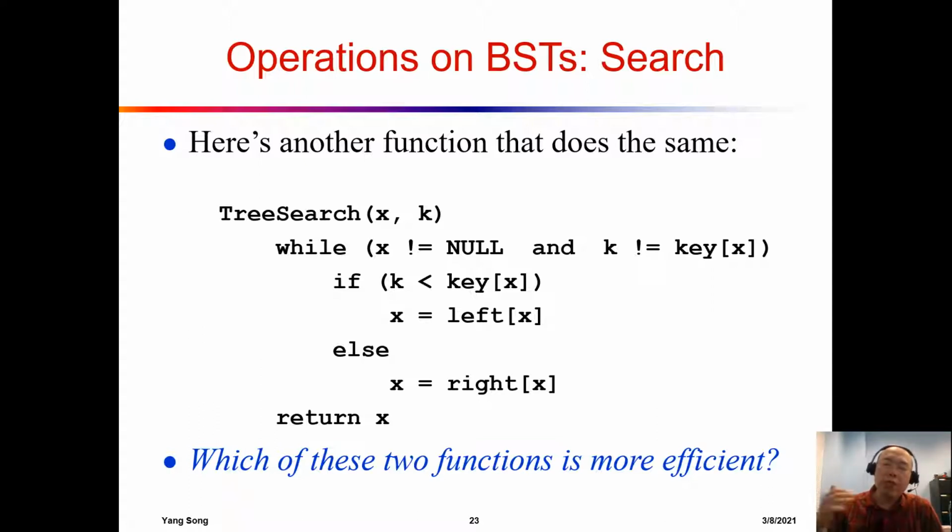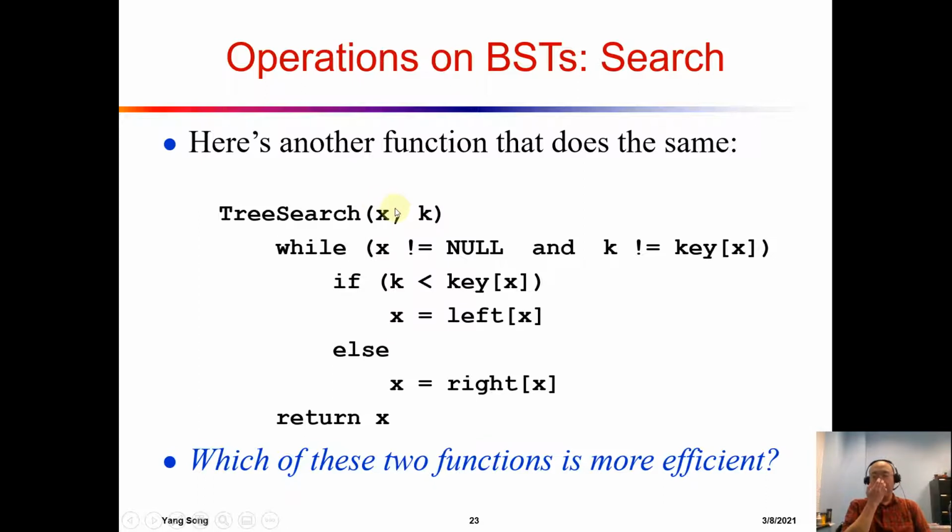We want to make use of the property of the binary search tree. What is that? For all the keys on the left side, they are smaller than or equal to the parent. And for all the keys on the right side, they are greater than or equal to the parent. So depending on the key we're looking for, and the parent, which is x.